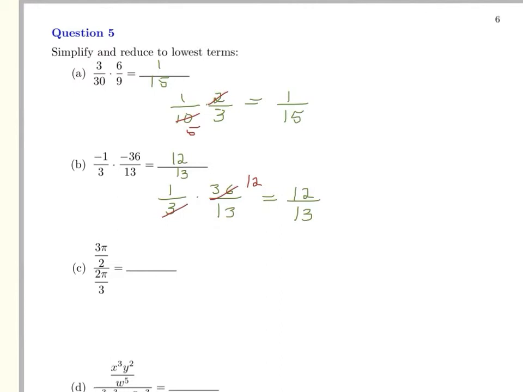And then this part C, we have 3 pi over 2. And we're dividing by 2 pi over 3, which is the same as multiplying by the reciprocal, so 3 over 2 pi. And then we can cancel the pi's. And so in the numerator, we just have 3 times 3, which is 9. In the denominator, we have 2 times 2, which is 4. So our answer is 9/4.